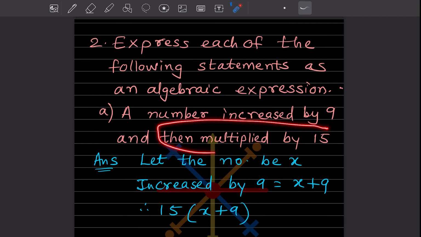And then multiplied by 15. So this number, whatever we got, that is multiplied by 15. So 15 into x plus 9. There is a multiplication sign over here, which we cannot see. Okay, so it is not necessary that we have to write that sign. So 15 into, but this bracket is important because there are two terms. If it was just 15x, no need for the bracket. Hope that is clear. So this is the final answer.